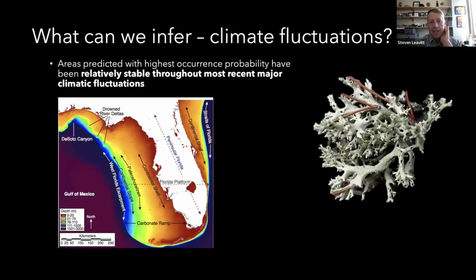that the areas with the highest occurrence probability have been relatively stable, at least for the past 130,000 years, especially in the Lake Wales Ridge, the Atlantic coast and Polk uplands, and less so for Santa Rosa Island. But these habitats have been pretty stable, at least according to these models, and are suitable for Cladonia perforata. And it doesn't look like Cladonia perforata was expanding and contracting and shifting range over time.